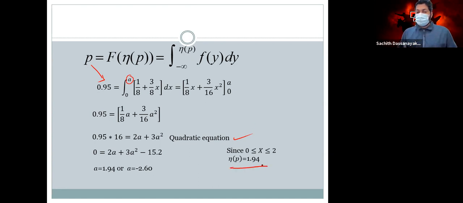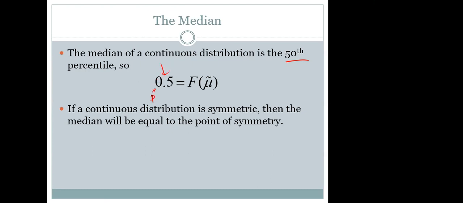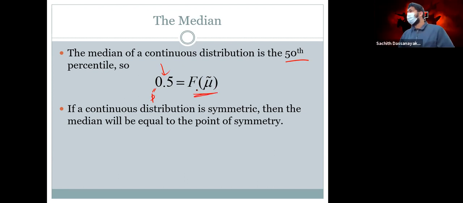That's why 1.94 came here, and this one goes out. Same thing if you consider the median. The median is the midpoint of your data set or your distribution, which means 0.5, right? In other words, 50%, 50%. So if they ask for the 50th percentile, it's simply the median, and P is 0.5. Very simple, and you can do the same calculation.